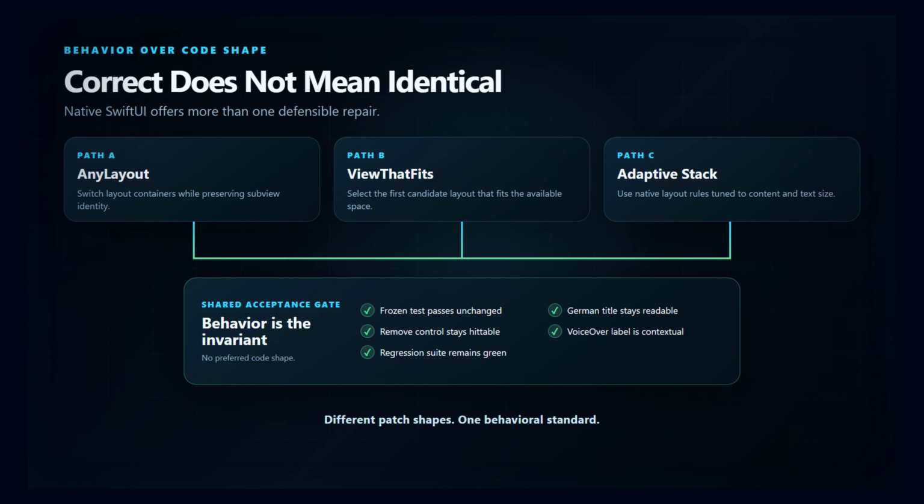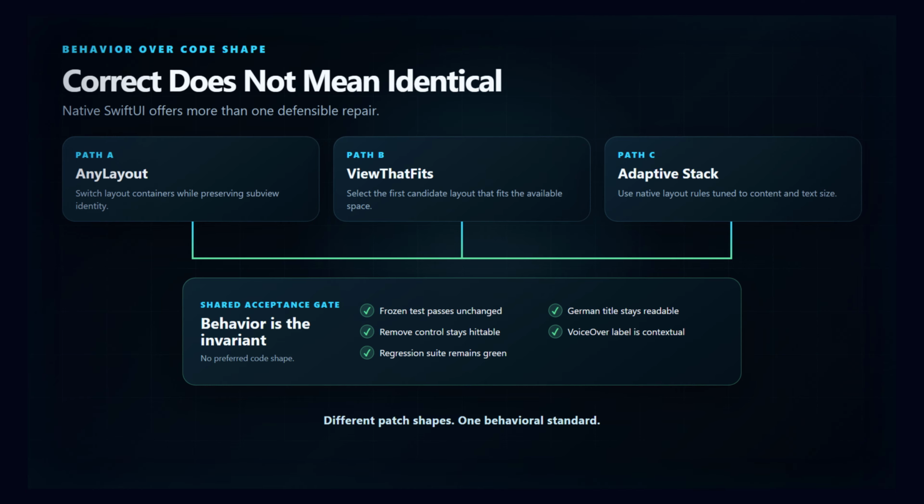The invariant is behavioral. The row grows or rearranges. The remove action stays hittable and contextual. The string catalog owns the wording. The original test and full sweep pass, and unrelated business logic stays untouched. Different patches can all be correct. Comparable work means comparable acceptance evidence and review quality, not identical code.